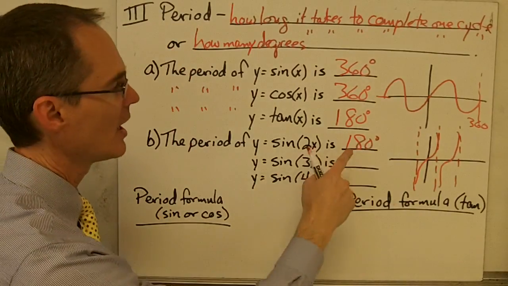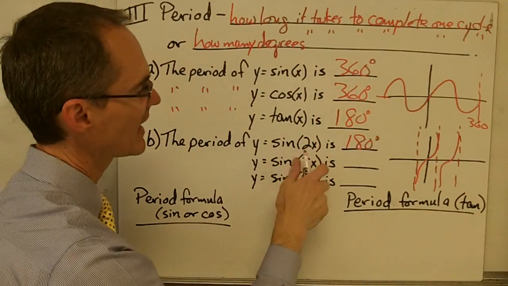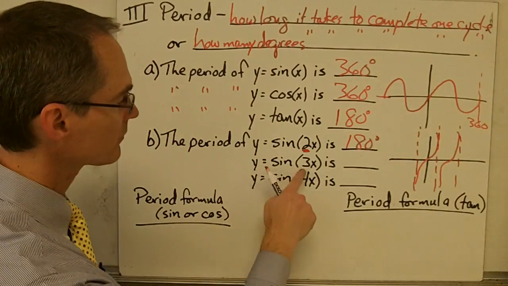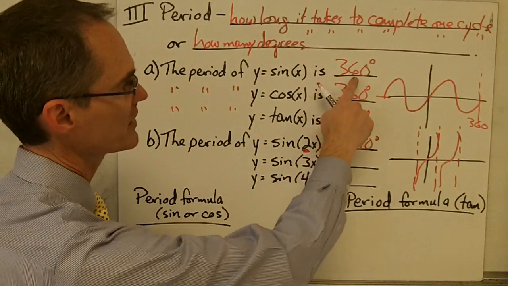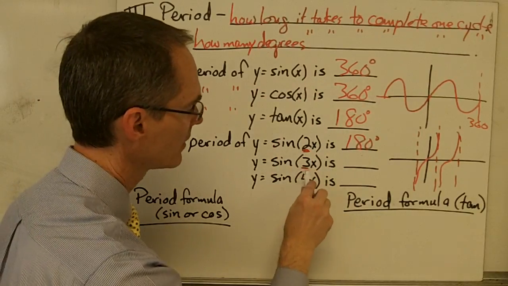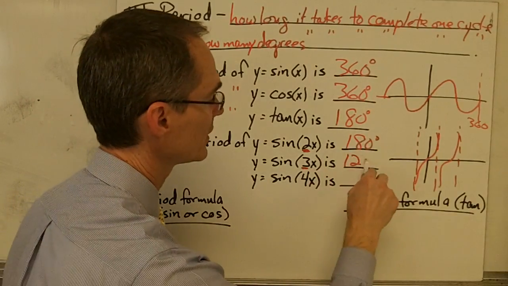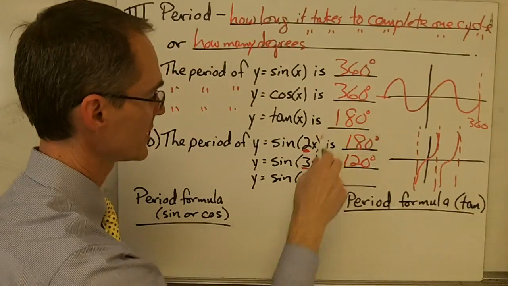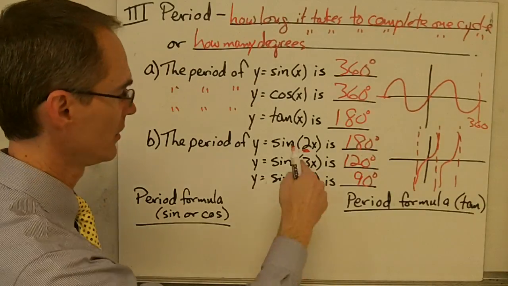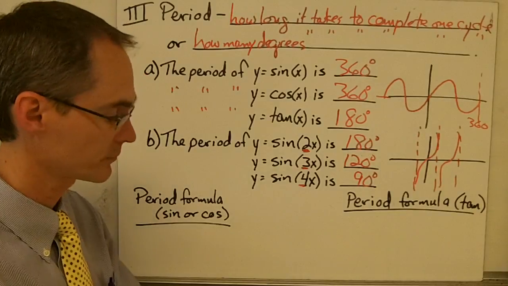And I got this number by taking 360 degrees, the period of my parent function, and dividing it by this number right here, the coefficient of x. The sine of 3x, again, I take 360 degrees, the period of my parent function, and I divide it by the coefficient of x. So 360 divided by 3 is 120. 360 divided by 4 is 90. And that tells me the period of any sine function, based on the period of the parent function.